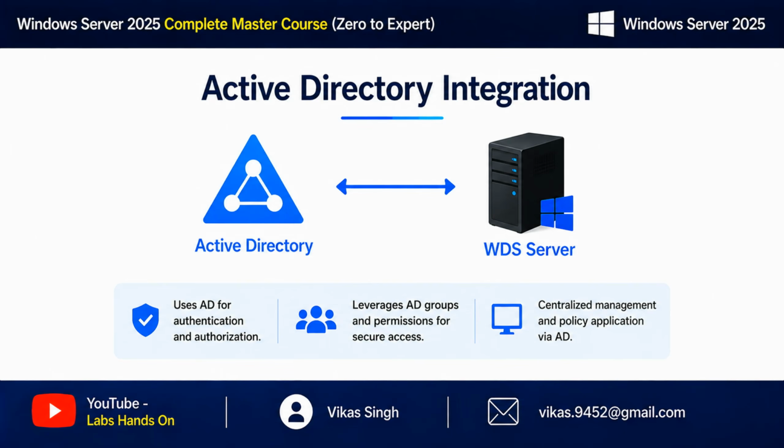Another key benefit is centralized management. Since WDS works closely with Active Directory, administrators can apply policy, organize computers and manage deployment from a central location. So basically Active Directory adds security, access control and centralized administration to Windows Deployment Services, making operating system deployment more secure, scalable and easy to manage for the enterprise environment.